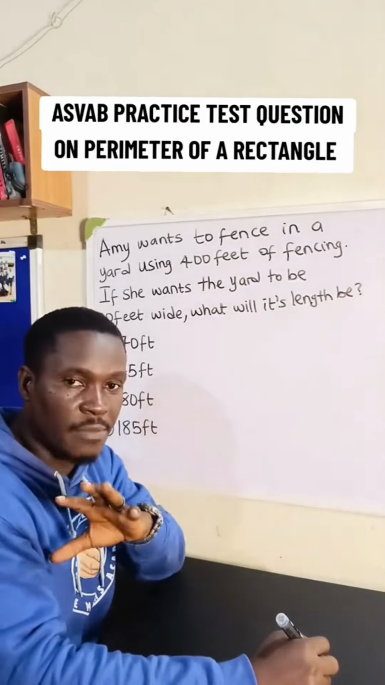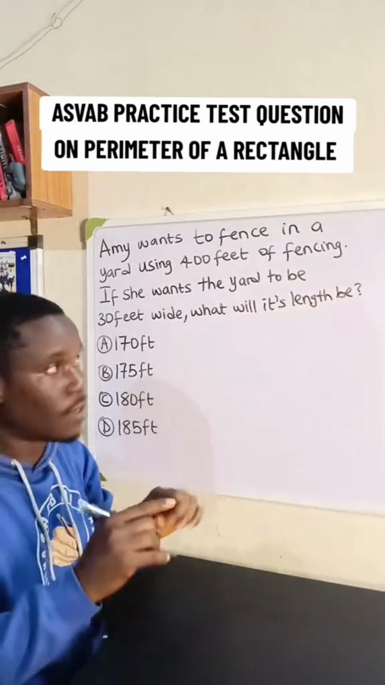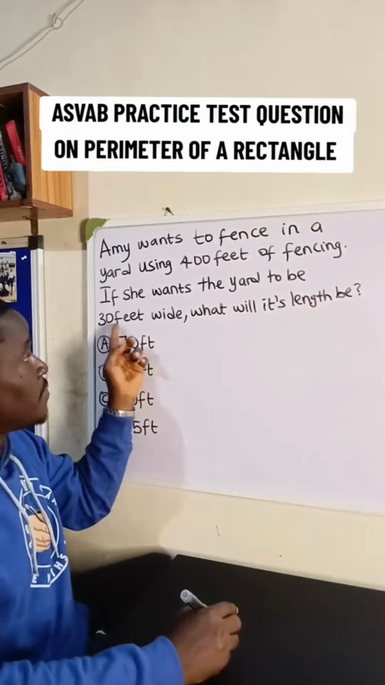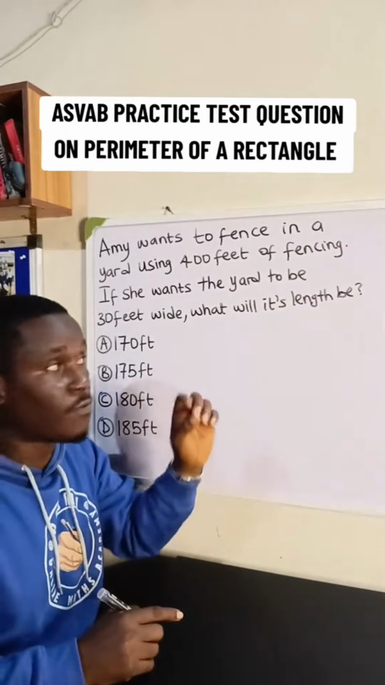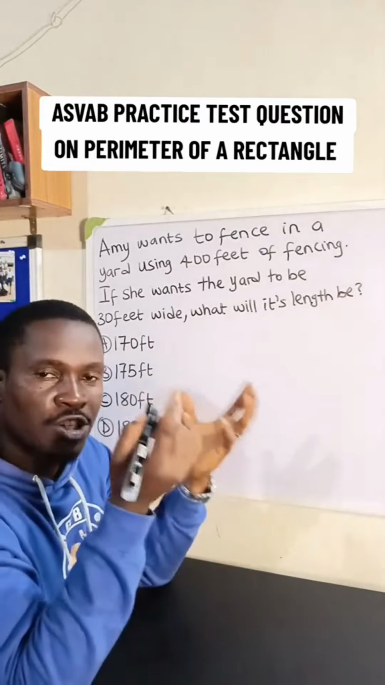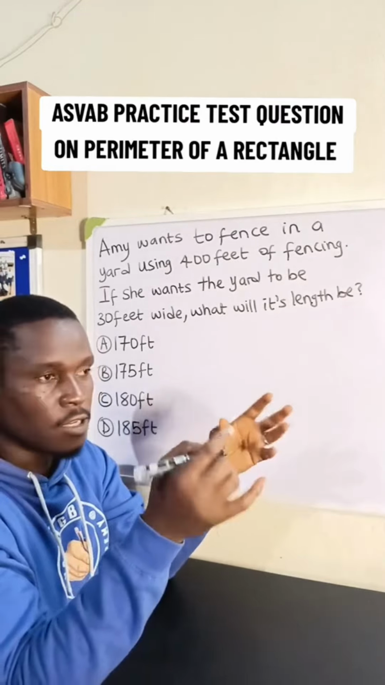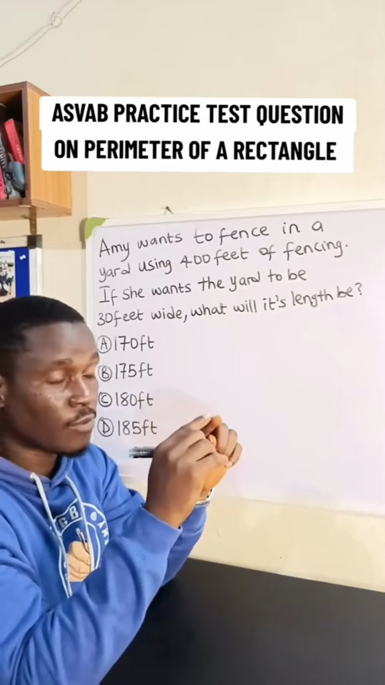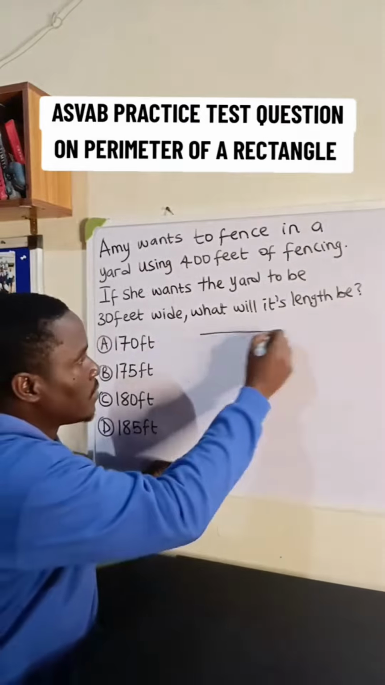Let's assume that you are Amy, okay? So you want to fence in a yard, right? We can see that this yard is 30 feet wide. So this yard has width. Now they're asking us to find the length. What shape has width and length? It must be a rectangle, right? We expected, remember you're Amy, to fence in a yard that has length and width. So let's do that.